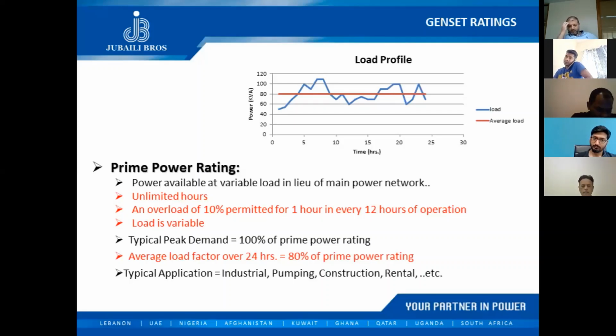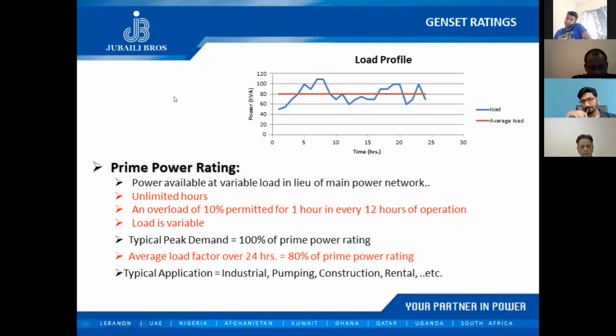It also tells me that an overload of 10% is permitted for 1 hour in every 12 hours of operation. So what does this mean? Let's look at the graph here. I'm considering a 100 kVA prime rated generator. It tells me that in every 12 hours, I can exceed this 100 kVA up to 110 kVA, but that's only for 1 hour every 12 hours of operation.